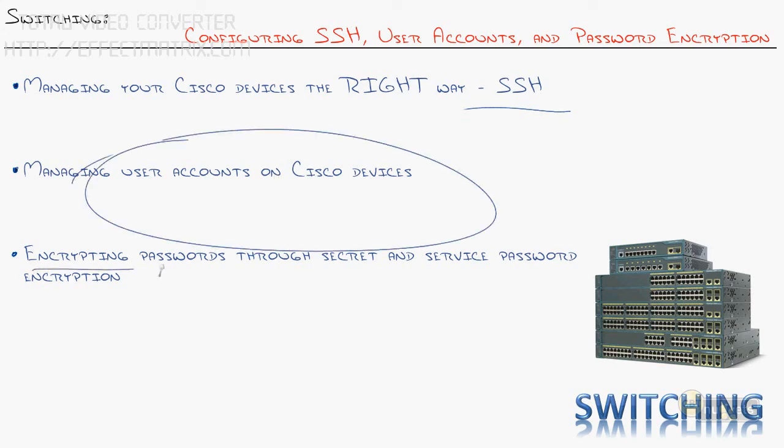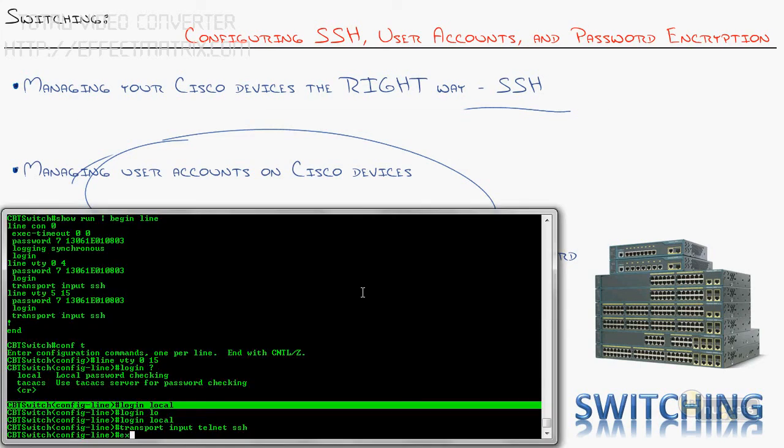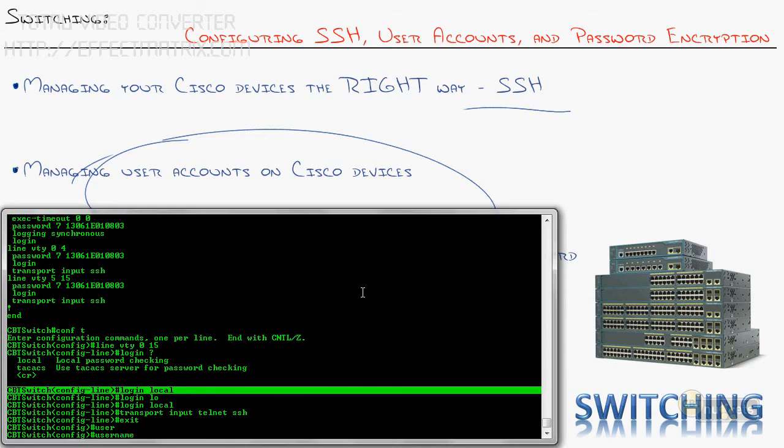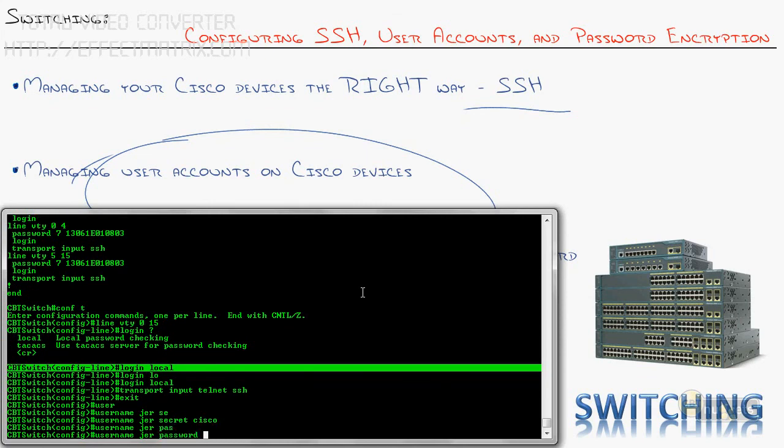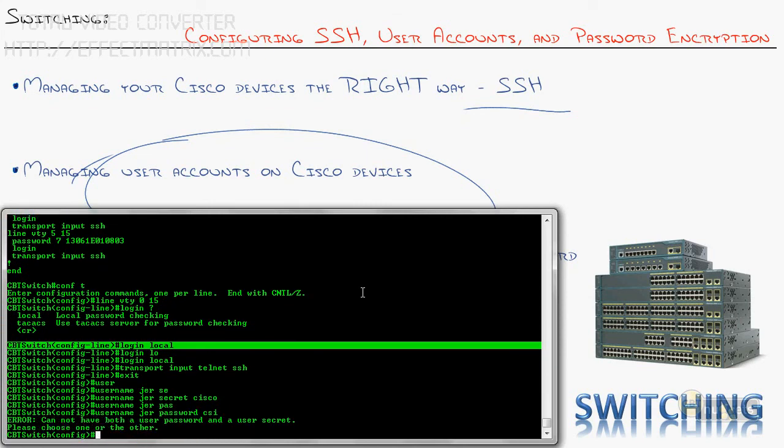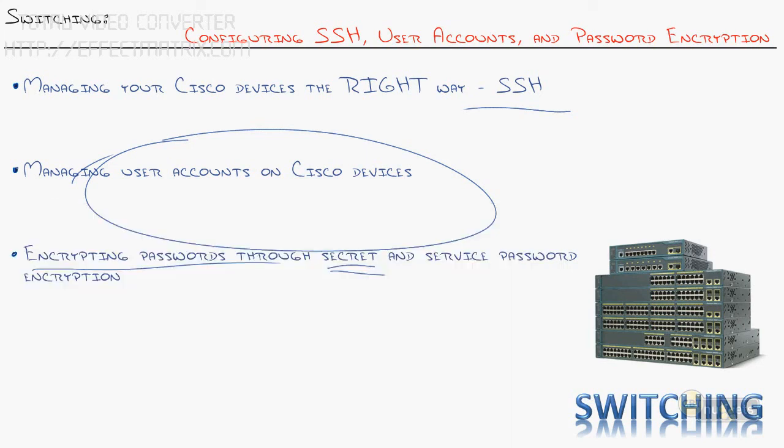And then finally, encrypting passwords through using secret. So we create our user accounts using username Jeremy secret Cisco instead of username Jeremy password Cisco, because password stores it in clear text, which is not secure. You can encrypt it using that service password encryption we saw in the last nugget, which uses that CrackerJack encryption, but nothing beats that secret encryption level.